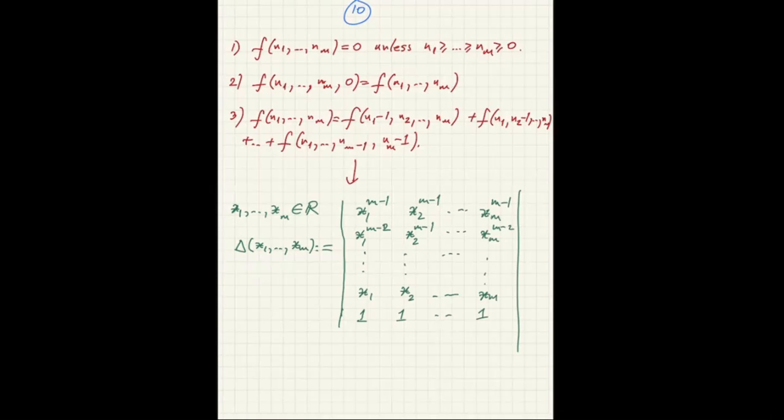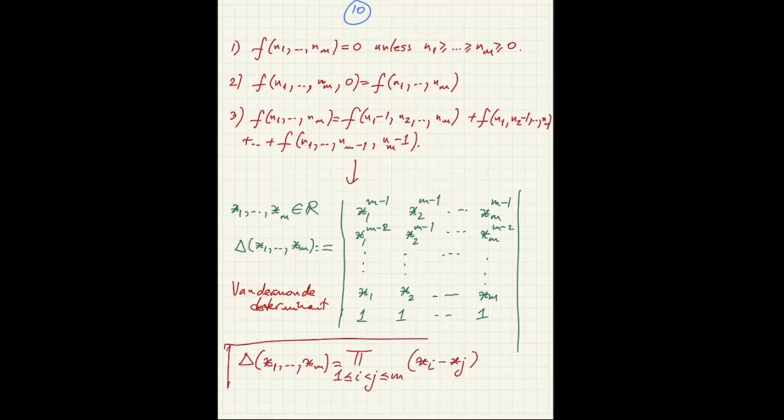And now, this is what is called a Vandermonde determinant. And one can prove, you can do induction on m if you wish, that this determinant, delta of x1 through xm, equals the product over all pairs i less than j from 1 to m of xi minus xj. So I'll leave it as an exercise for you to prove this. Okay, so that's our notation for this Vandermonde determinant.